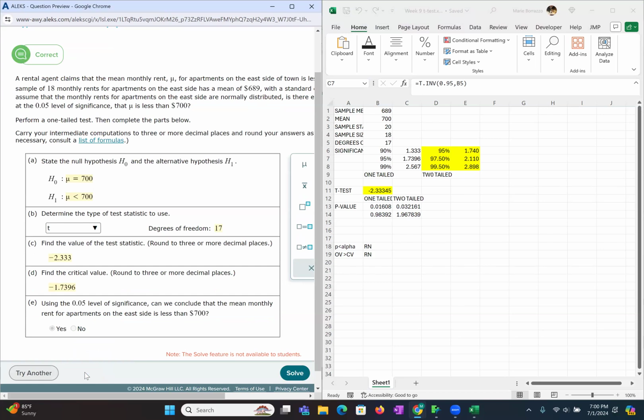Why is it negative? I just did the formula again. I just did the T inverse of 0.05 and then the degrees of freedom, and it came out to the same answer but negative. Yeah, that's exactly why. The other thing that's telling is this is negative. They're both negative. They're both going to match.